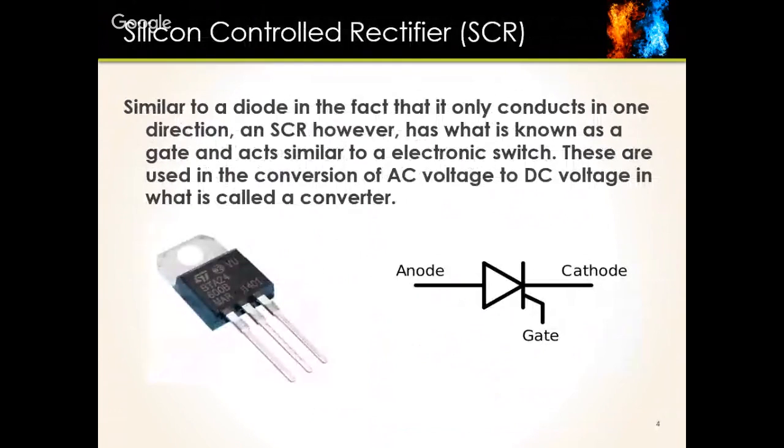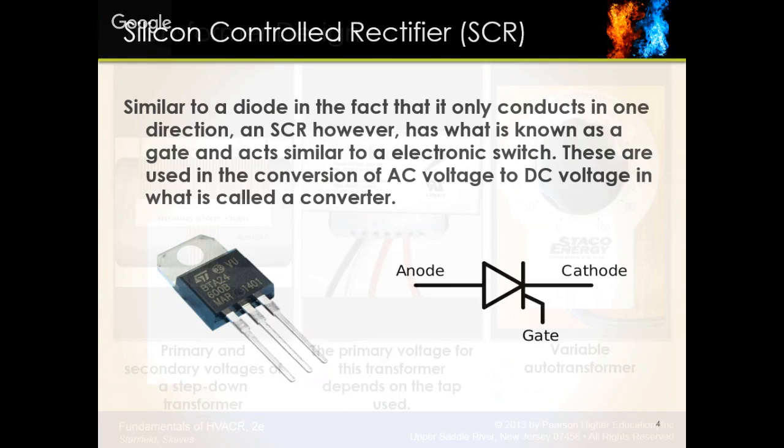I put any questions in here about an SCR, but an SCR is very similar to a diode in the fact that it conducts in one direction. An SCR has what is known as a gate, and it acts similar to an electronic switch. So we can use this gate to open and close the switch to allow current to flow in one direction. These are used in the conversion of AC voltage to DC voltage in what's called a converter or an inverter.